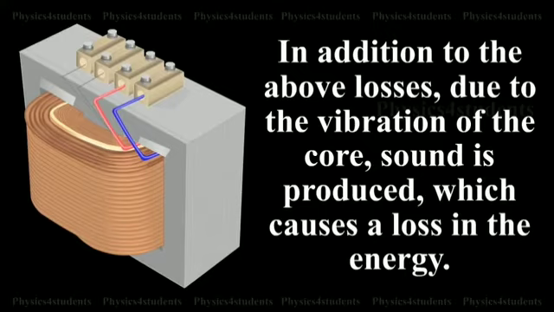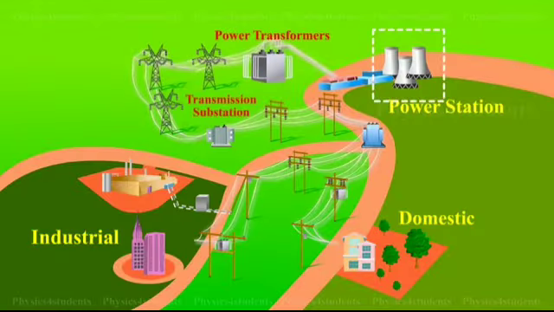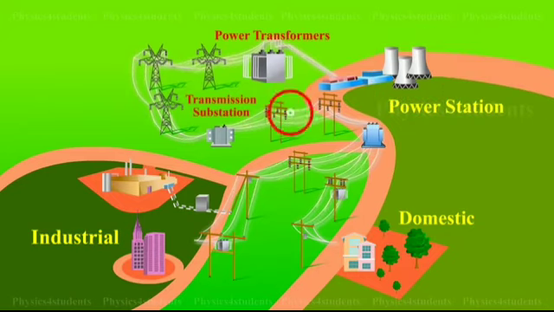In addition to the above losses, due to the vibration of the core, sound is produced, which causes a loss in the energy. Advantages of AC in long distance power transmission.